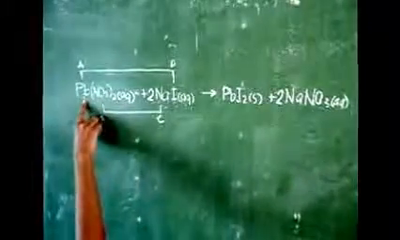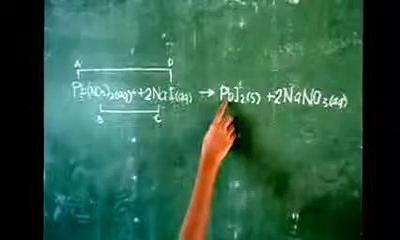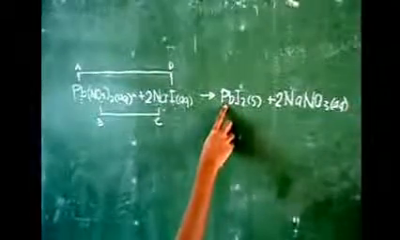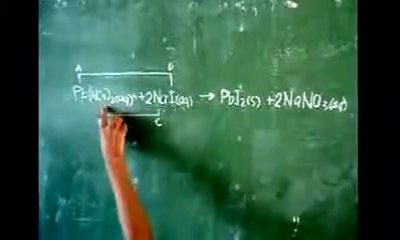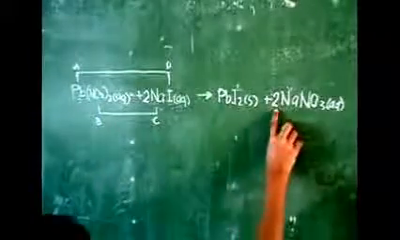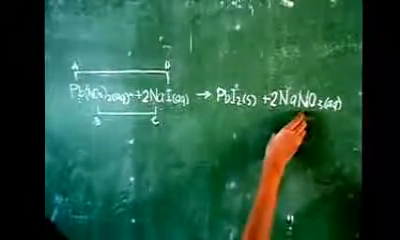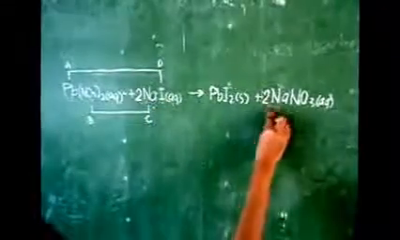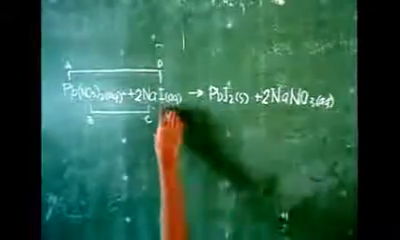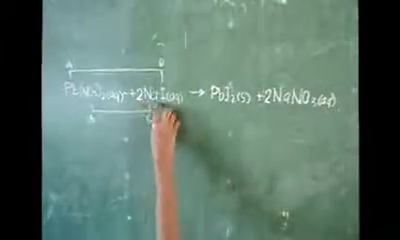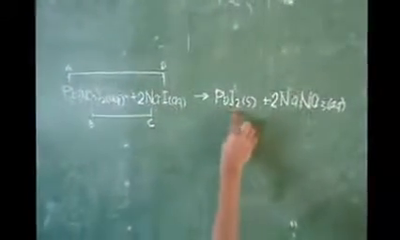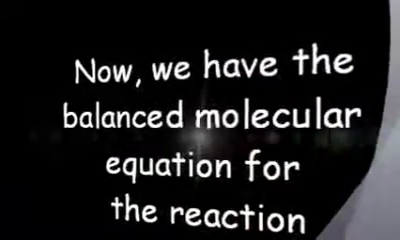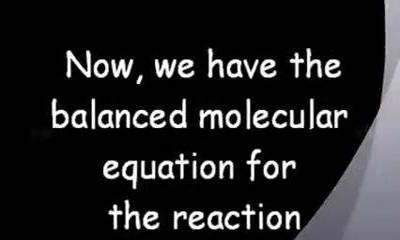Let's check. We have 1 lead in the reactants. Also, we have 1 lead in the product. We have 2 nitrates in the reactants. We also have 2 nitrates in the product. And also, we have 2 sodiums and 2 iodines on each side. We now have the molecular equation for the reaction.